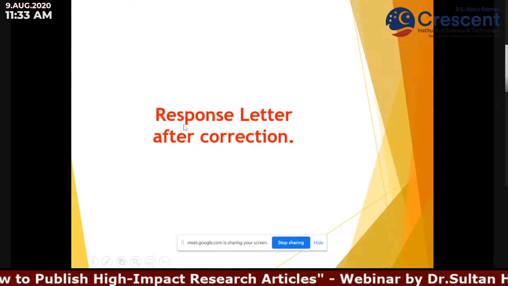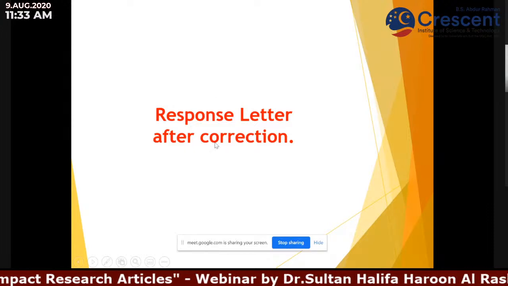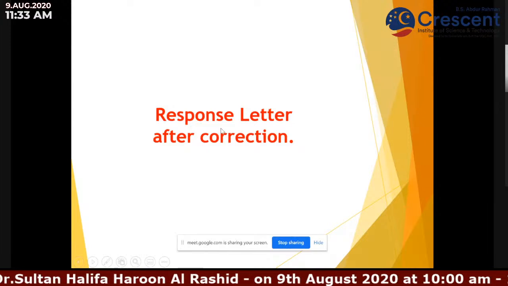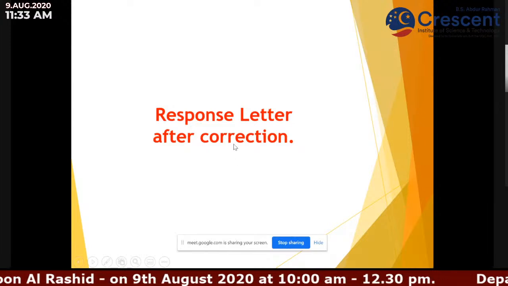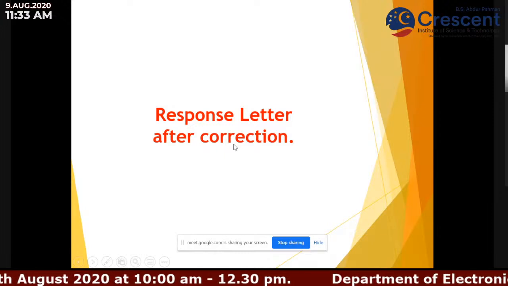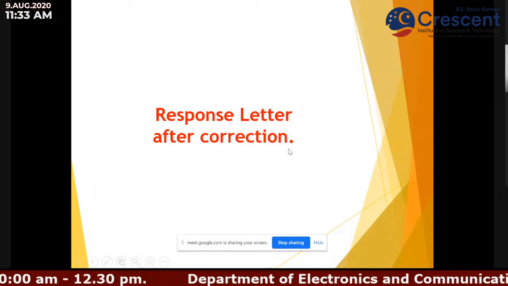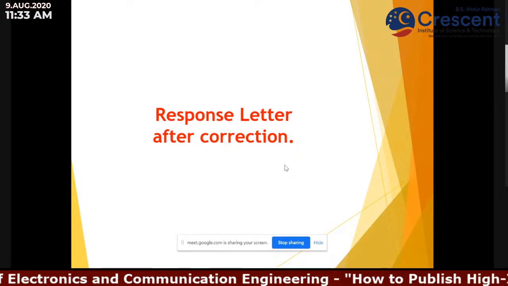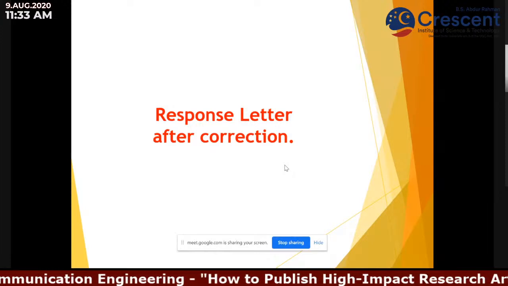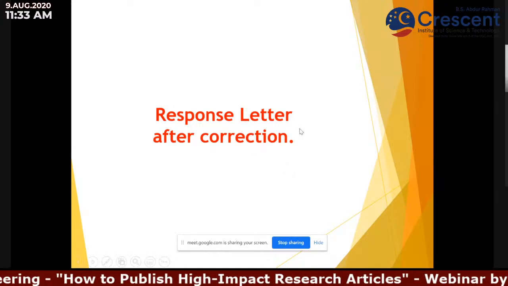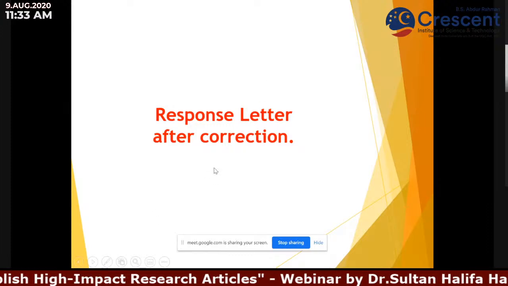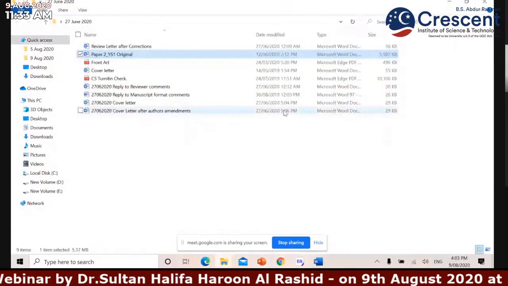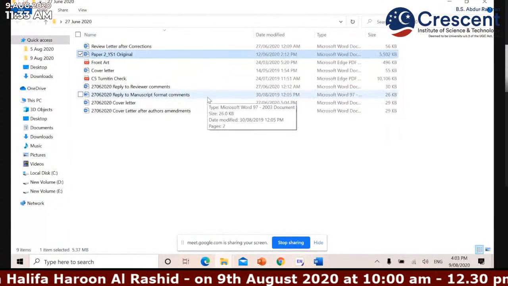In case you add a new author who actually did some more scientific experiments for you, you tell the reviewer that I have added Dr. Tarini just because she contributed to enhance the quality of the paper. So the response letter is, again, you communicate with the reviewer telling him that you have made all sorts of corrections that he requested. Now I'm going to go back and show you one of my responses that I wrote to the reviewer.